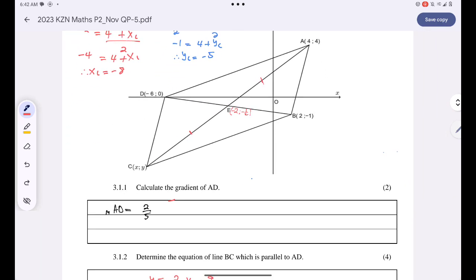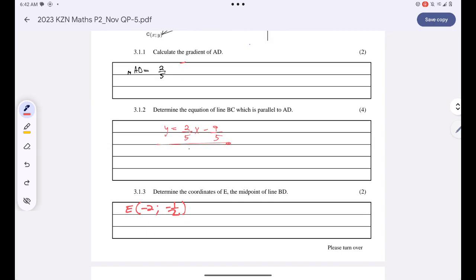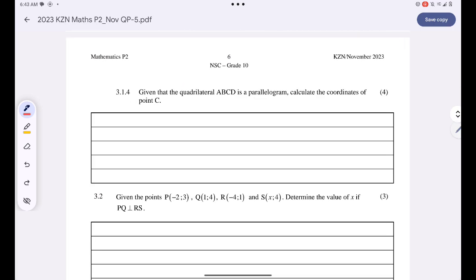So the coordinates of C, I have negative 8 and negative 5. I simply have negative 8 and negative 5.